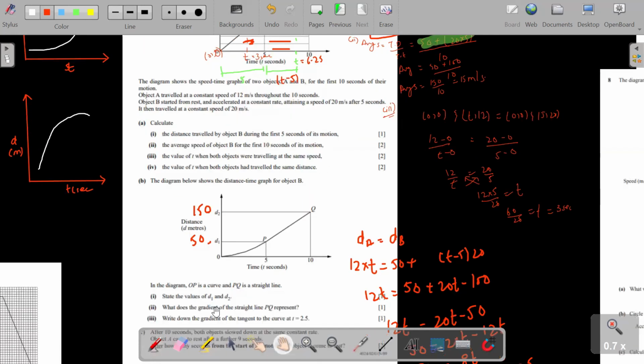Now it says, what does the gradient of the straight line PQ represent? As we know, this is a distance-time graph. So if I want to take the gradient of a distance-time graph, then the gradient of a distance-time graph will give me speed. So the gradient of PQ represents the speed, which is constant.